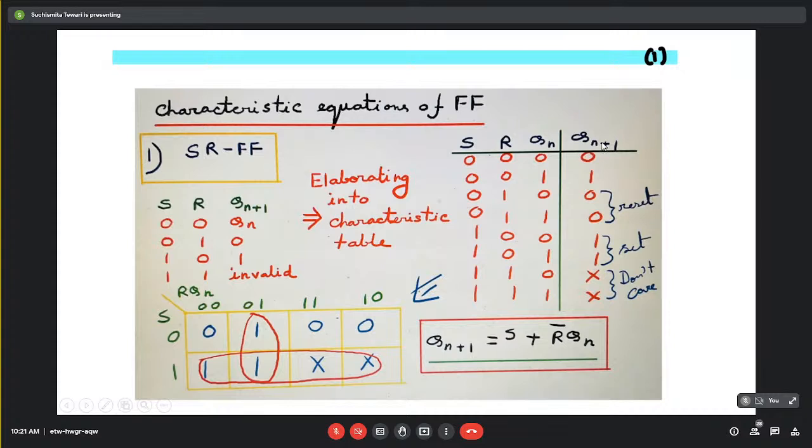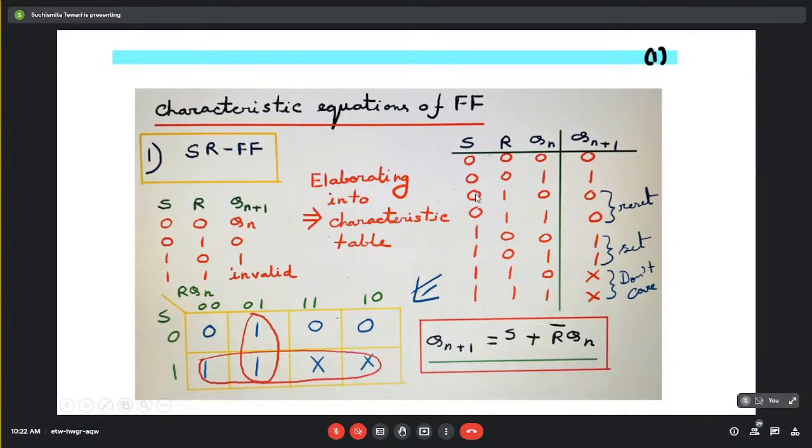And Qn+1 is the present term. It is previous and it is present. Or alternatively, this is present, this is the next state. But it is always better to term this one as the previous state and this one as the present state. So when S and R are 0 and the previous state is 0, it is simply acting as memory, so the output would be 0. And for this condition, if the output is 1, it will actually remain 1, because for 0, 0 it is serving as memory.